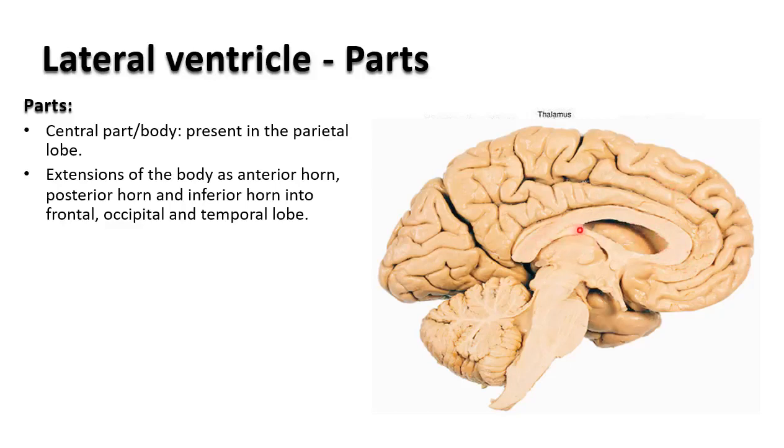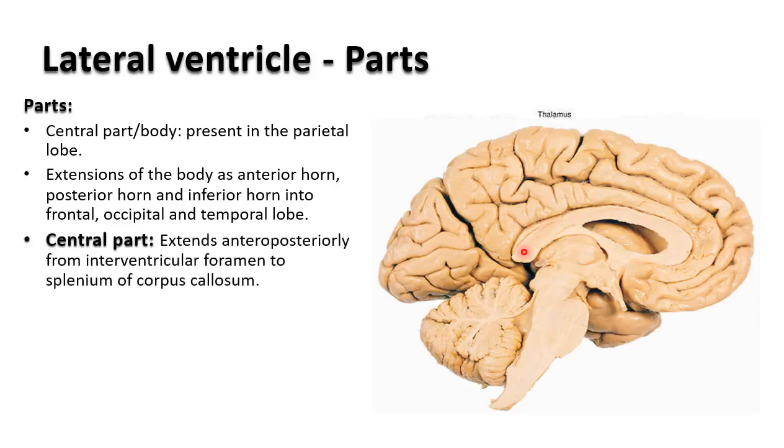Now first we will discuss the boundaries of the central part of the lateral ventricle. This central part extends from the interventricular foramen of Monro to the splenium of the corpus callosum. Okay, so it extends from the interventricular foramen of Monro to the splenium of the corpus callosum. That is the extent of the central part of the lateral ventricle, the central part or body of the lateral ventricle.